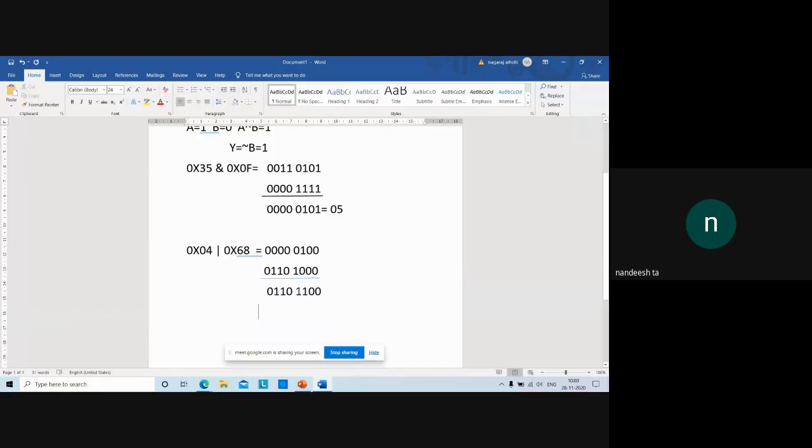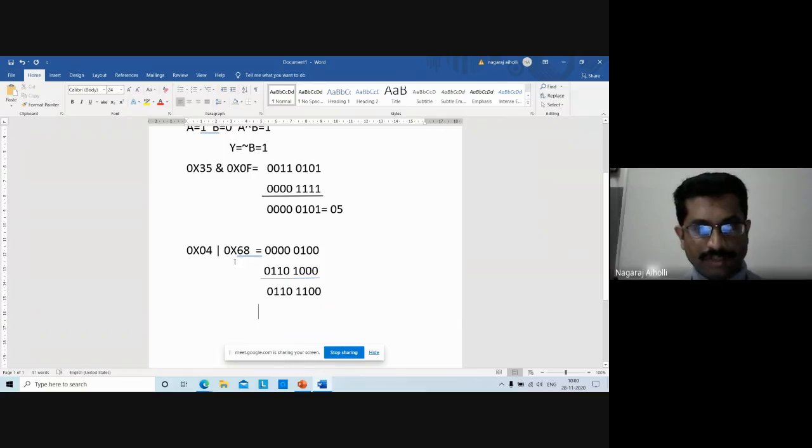You thought it was a logical OR operation. This vertical line is for the OR operation. This ampersand symbol is for the AND operation, the logical AND gate. The vertical line is for logical OR. Accordingly you have to calculate. That's why you have to read the question first, otherwise if we just write the answers, we will go wrong. So always read the question, understand what is asked, and then write the answer.